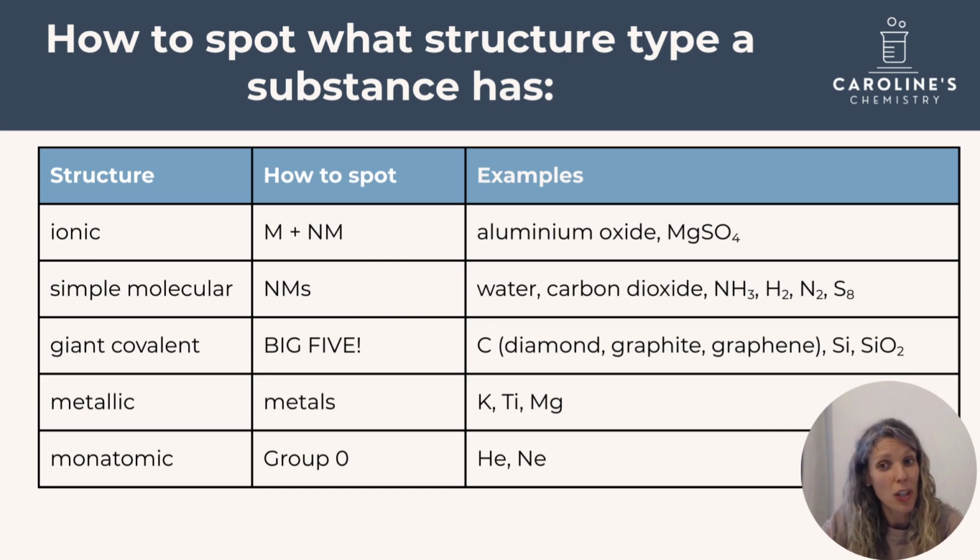Now the final structure type is called monatomic. If you're thinking, I haven't heard of that one, it does tend to get less airtime. But monatomic is group 0 elements and only group 0 elements. Group 0 elements are on the very far right-hand side of the periodic table in a long column. Some examples are helium and neon.